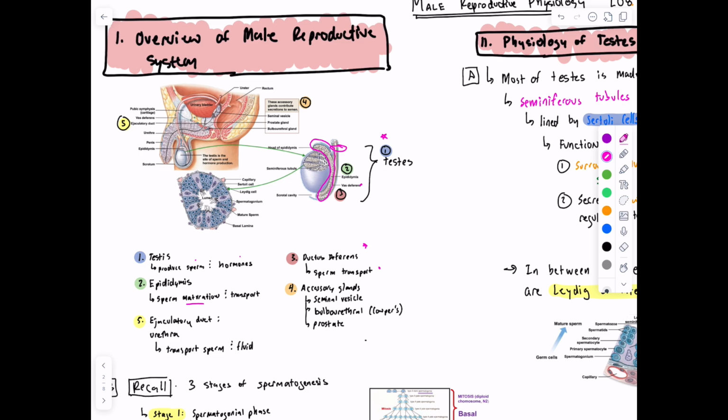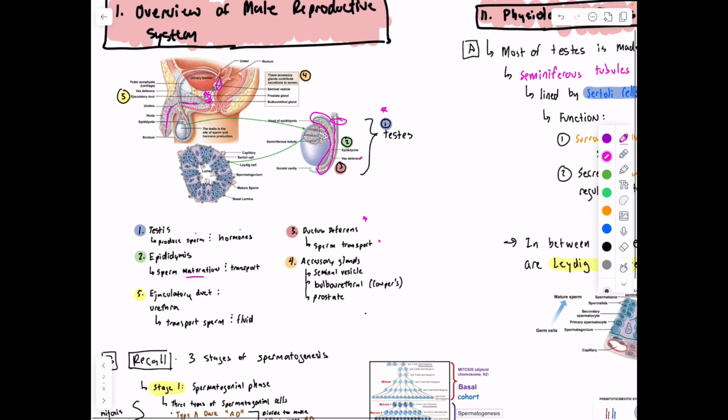Then we get to our seminal vesicle, the first of our accessory glands. We have our prostate. We get to our ejaculatory ducts, and then our Cowper's gland overall. And then finally we end in our urethra. We're talking about the passage of sperm overall.